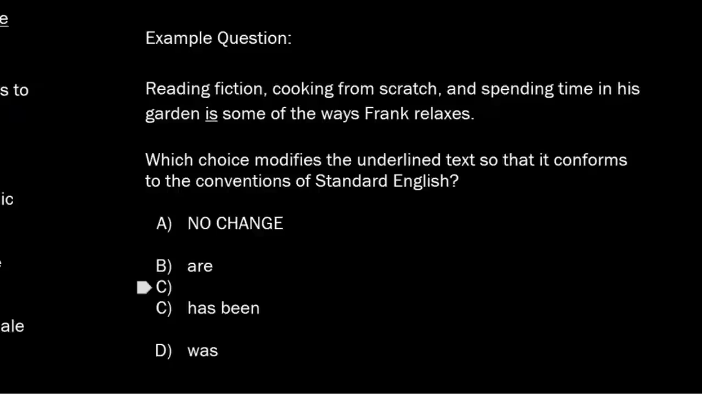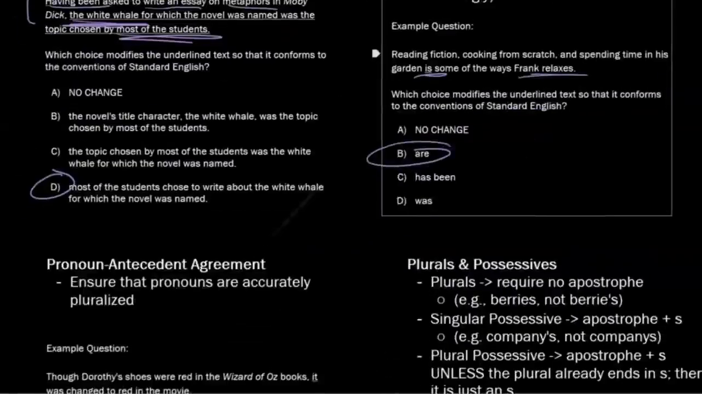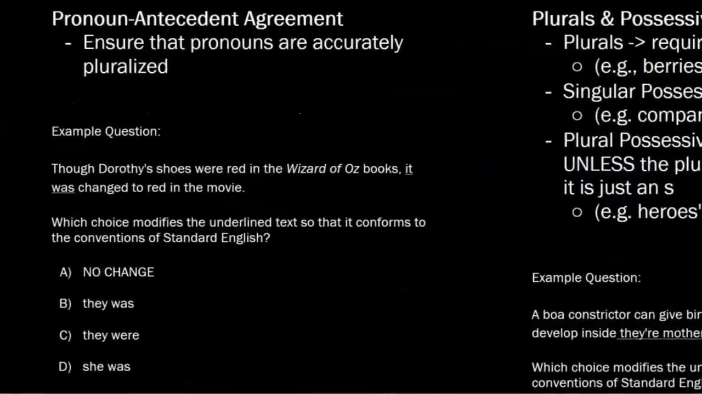But the answer here is B. Okay. This is present tense. He's currently doing the relaxing, right? They are some of the ways that he relaxes. They aren't. "They is" is not some of the ways that he relaxes, right? They are some of the ways.